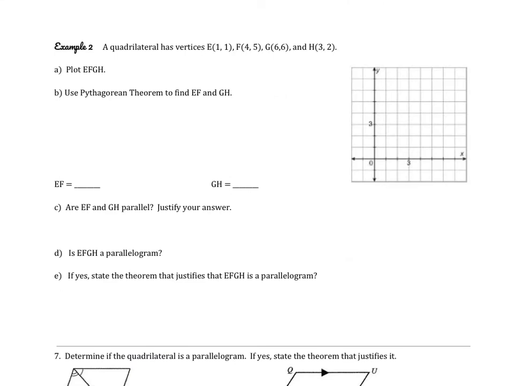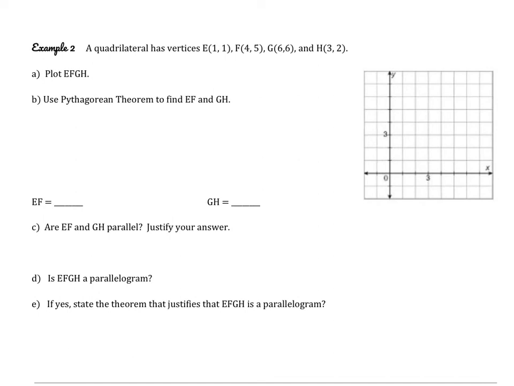Okay, let's try example 2 together. Here we have a quadrilateral with the vertices 1, 1. I'm going to plot these as we go. And that is E. 4, 5. That's F. And then we have G is at 6, 6. And then we have H is at 3, 2. So this is F, G, and H.